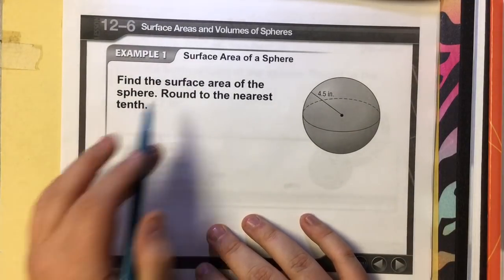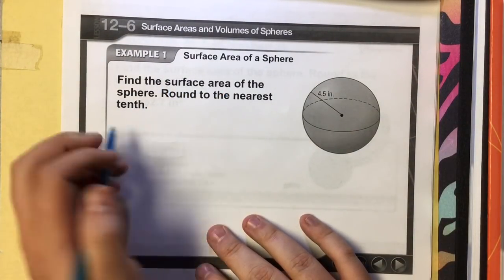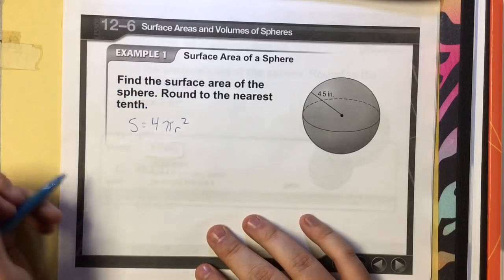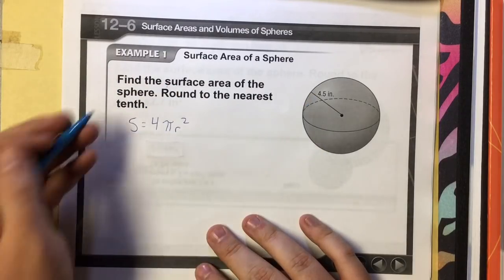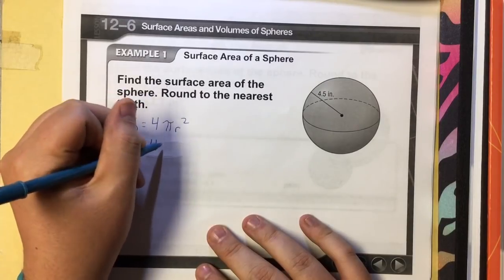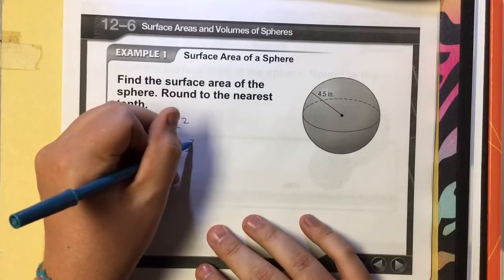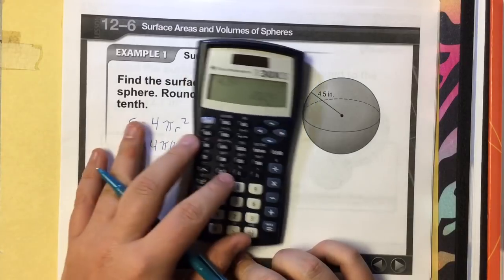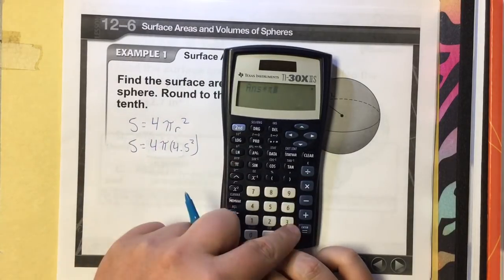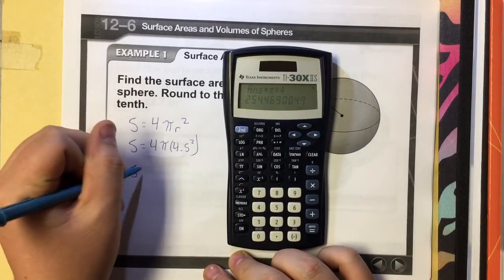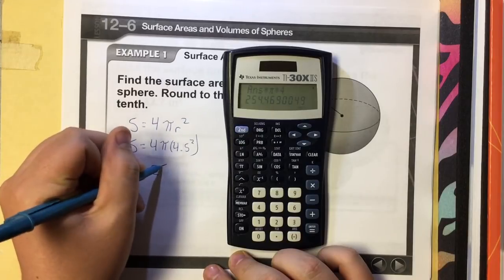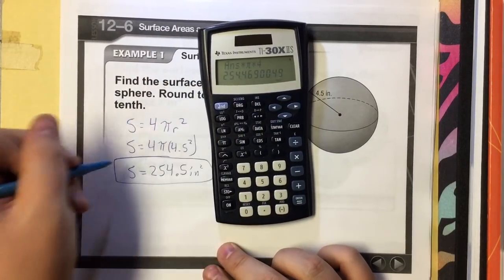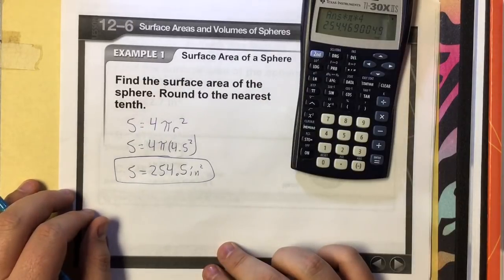So our first example right here, it has to find the surface area of the sphere, round to the nearest tenth. So surface area equals 4 pi r squared. We look at our picture, our radius is 4.5, so our surface area is equal to 4 times pi times 4.5 squared. Now order of operations is important. Make sure you square that 4.5 first. 4.5 squared times pi times 4, and we have a surface area of about 254.5. Everything is in inches, so this is square inches. Round to 1 decimal because it says to round to the nearest tenth.